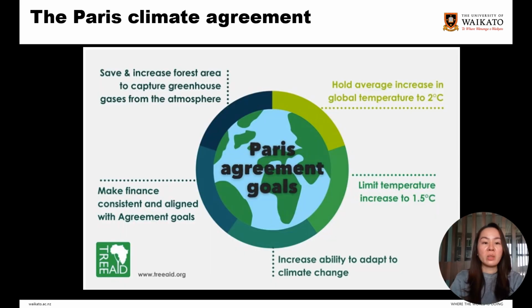A glance at the Paris Climate Agreement, which was signed in 2016 among 196 countries globally. As you can see, the major goals of the agreement mention the atmosphere and the temperature. However, they understand that there is a need to balance between protecting the environment and protecting the economy. That is why one of the goals is about making finance consistent and aligned with the agreement goals.